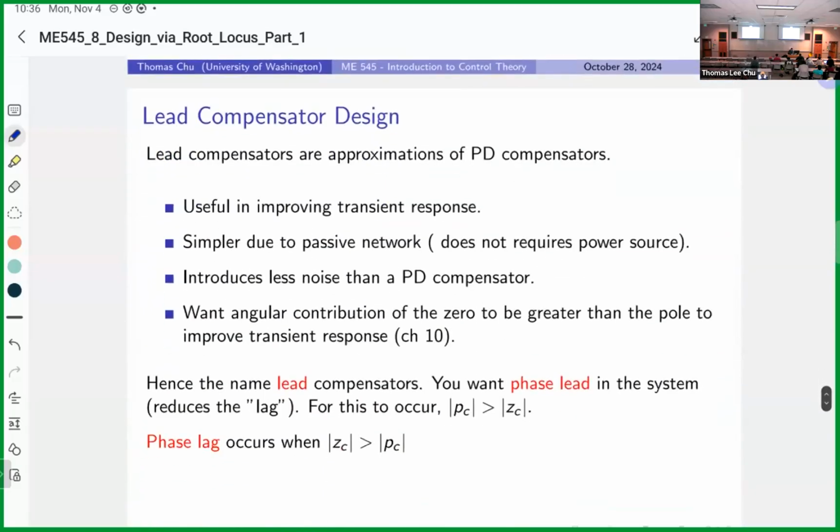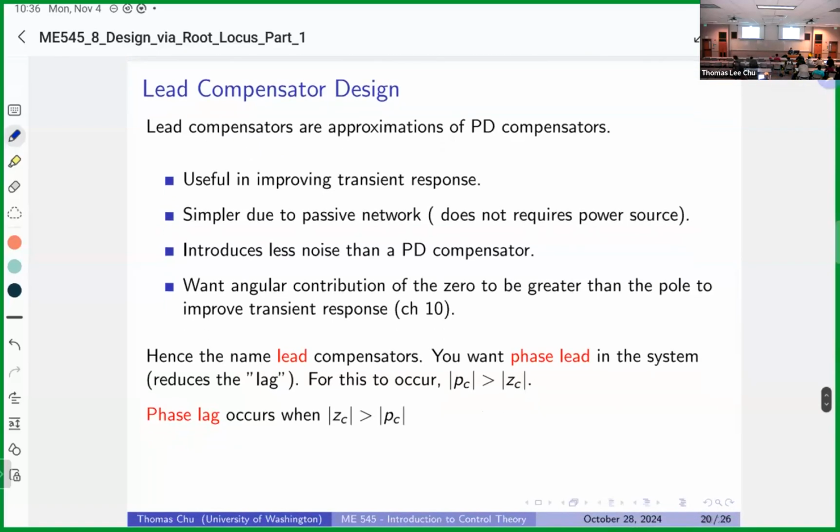So then lead compensators are simpler to use due to no active power source. And since it's not a true derivative, you don't have to deal with the issue that PD controllers do, which is taking the derivative of something noisy will make that noise bigger. So lead compensators tend to avoid that. And the reason why we want our pole to be greater than our zero, or when I say greater, in magnitude, it's because we want something called phase lead.